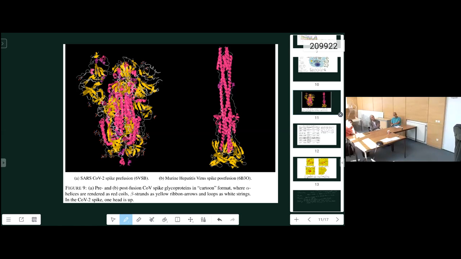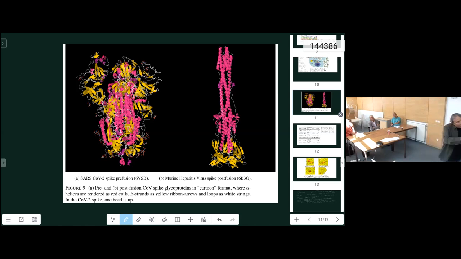There is this stalk-like region, and then on the top there are these three heads, and the heads go up and down. Here, this is a depiction where two of the heads are down, and the one on the far left is up. This is what's called the cartoon version of a rendering of a protein, where the alpha helices are given by these pink coils, the beta strands are given by yellow fat ribbon arrows, and the other part of the backbone, the so-called loops, are given in white.